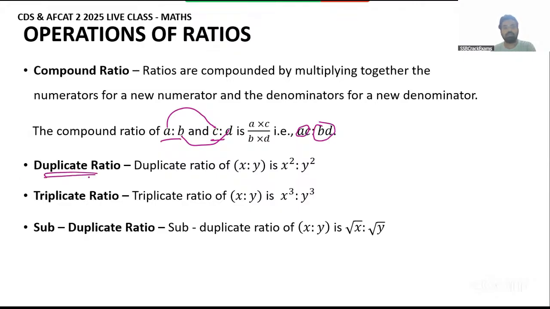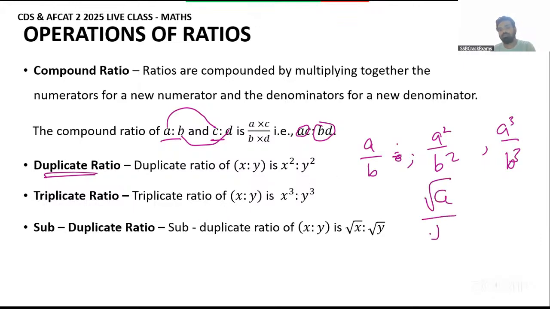Then it is called the duplicate ratio. Suppose we have a ratio A upon B, then the duplicate ratio will be A square upon B square. And triplicate will be A cube upon B cube. Subduplicate ratio means you have to find the root of both.